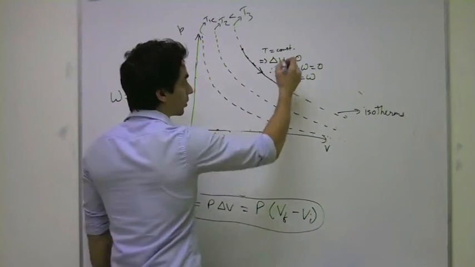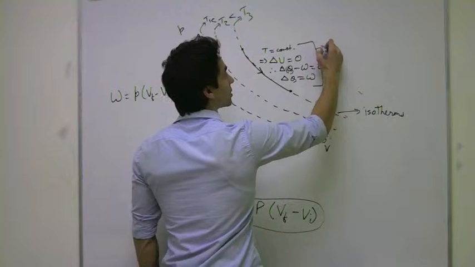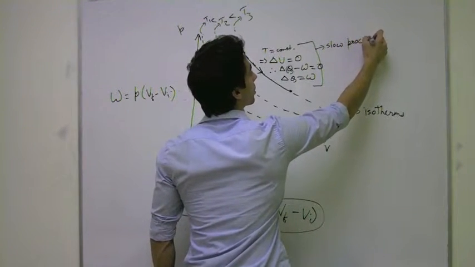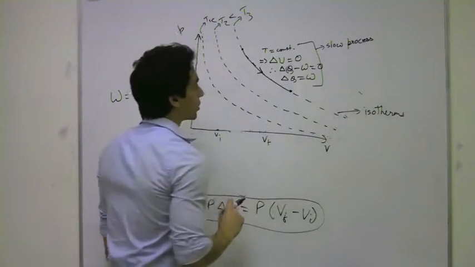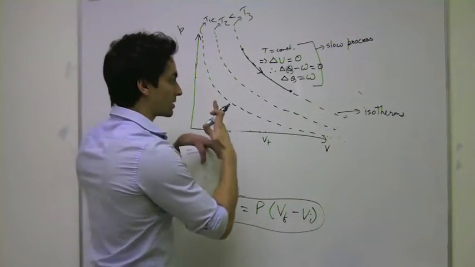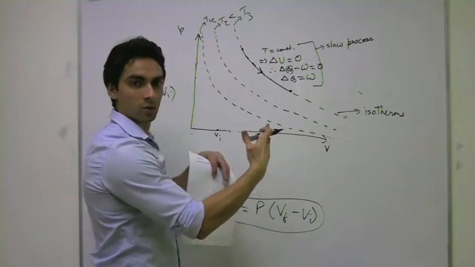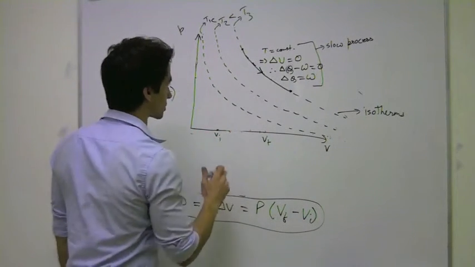Therefore isothermal processes are generally slow processes, whether it's an expansion or a contraction, because you need to supply heat at the same rate at which the gas is doing work. So therefore these are slow processes.